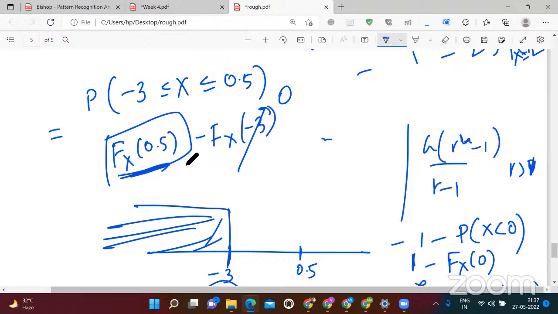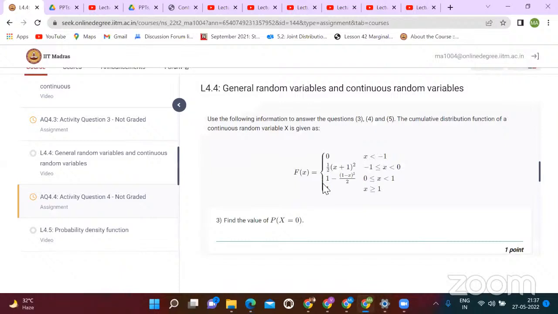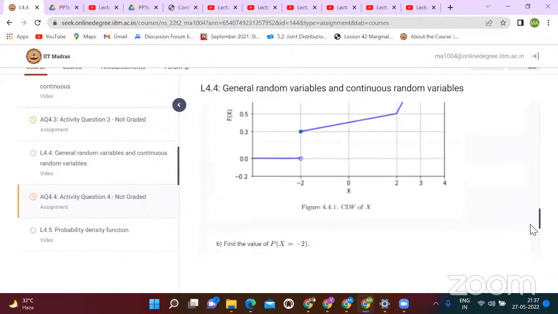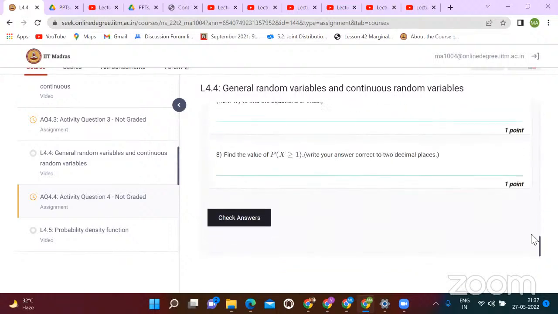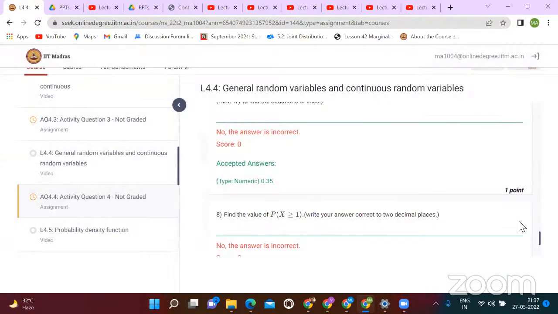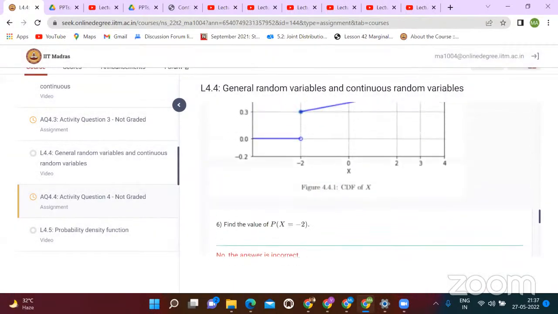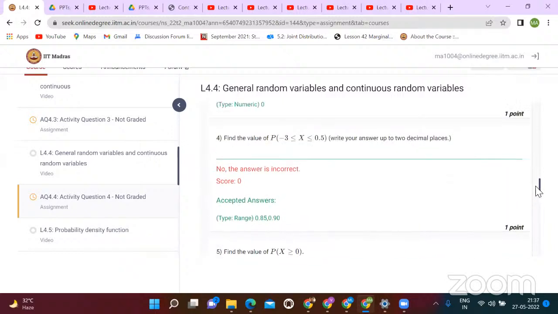Sir, if I put the value directly, taking X as 0.5, then 1 minus 0.5 is half, squared is 0.25, by 2 is 0.125. 1 minus 0.125 is 0.875, but the answer is not 0.875. Wait, what is the answer here? 0.875. Yes, the answer is correct, right? Okay, so this is how you have to solve it.